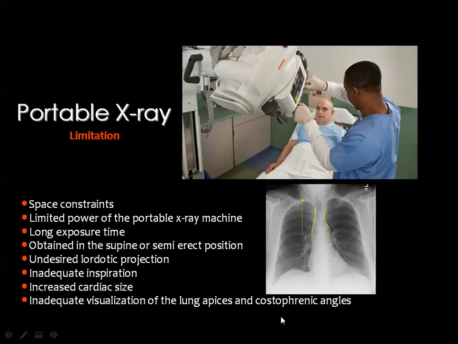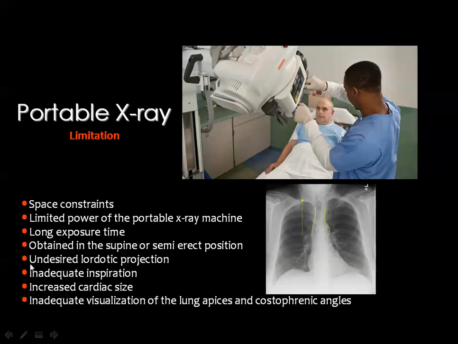Then portable X-ray is one of the valuable tools in evaluation of ICU patients. But there are some limitations for this modality, which is the primary modality for imaging of the chest in these patients. The limitations include the space constraints, the limited power of the portable X-ray machine, the long exposure time, and the chest radiograph is usually obtained in the supine or the semi-erect position, which may limit the inspiration of the patient, and this will affect the quality of the radiograph.